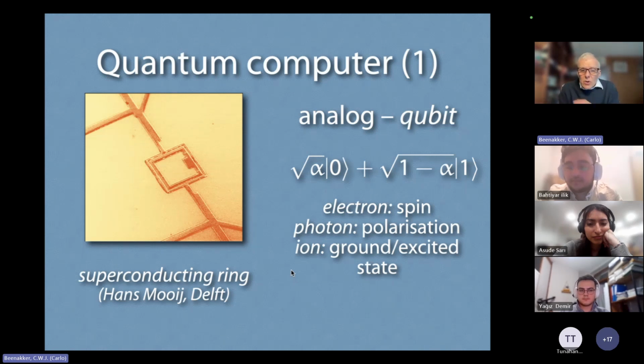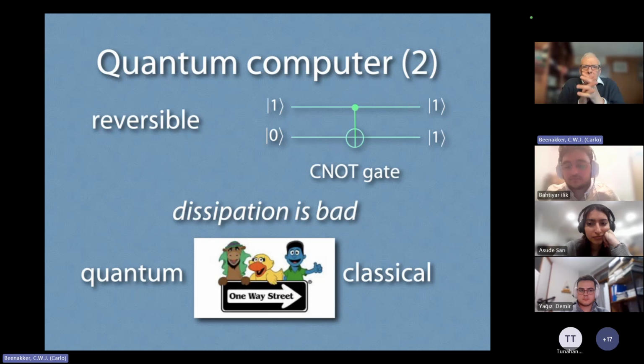There's ions. So there's a whole bunch of systems which can make what's called this qubit. That's the word we use for this. It's a bit which is quantum mechanical, and so we call it a qubit. It's in a superposition of 0 and 1. That's the first anomaly.